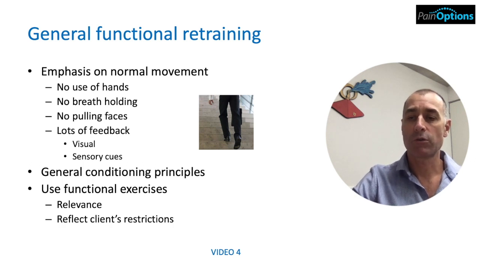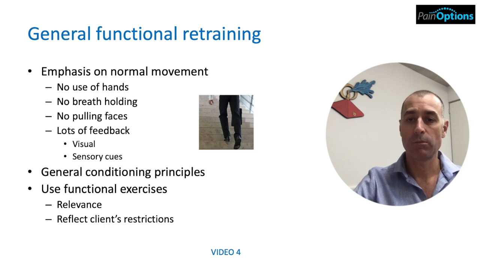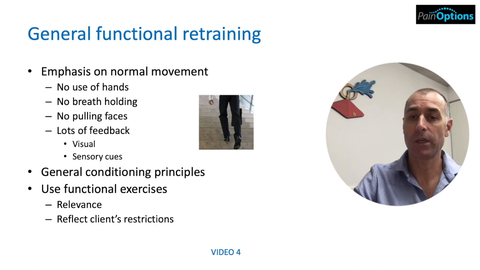So general functional training, and we talked about this with the sit to stand, so we're emphasising normal movement. Don't use your hands, don't hold your breath, don't pull faces to show us how much effort it is or how much it hurts, and get lots of feedback. So as Steve said, you want to be feeling this in your muscles, not actually in your knee. Once you give these sorts of cues, people get it, and if it makes sense and they feel like they're exercising rather than making themselves sore, that's where your compliance goes up.